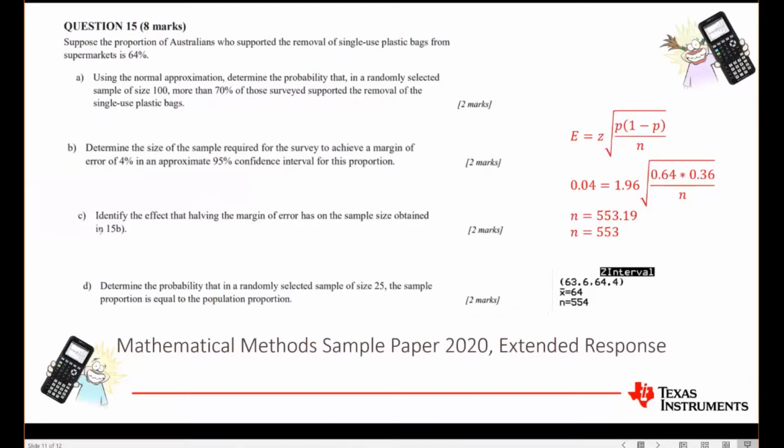We're going to skip over C because that's pretty much the same as B. I don't think we need to go over that again. Again, you're solving, and then you could use the Z interval to check your answer if you wanted to.